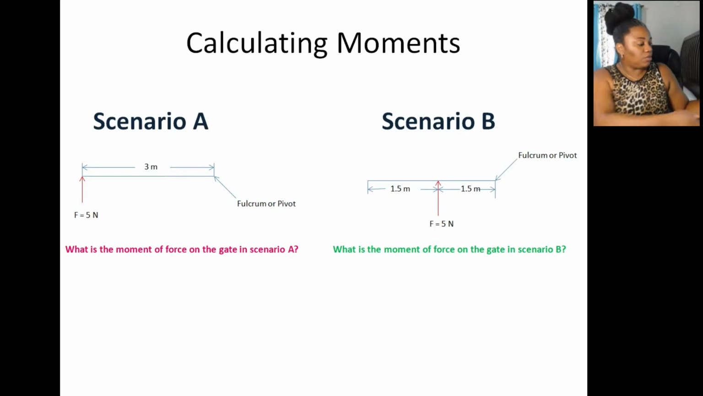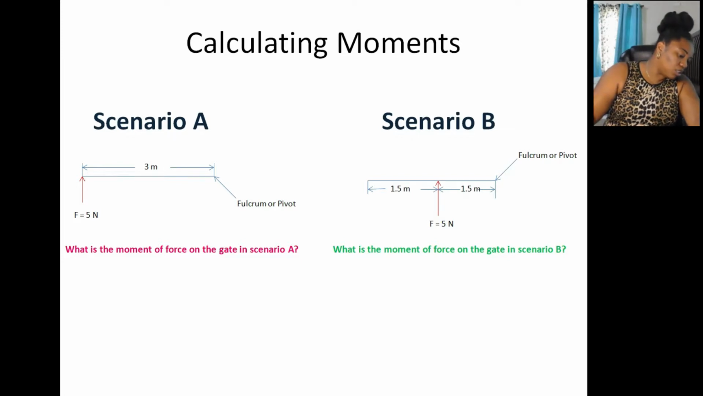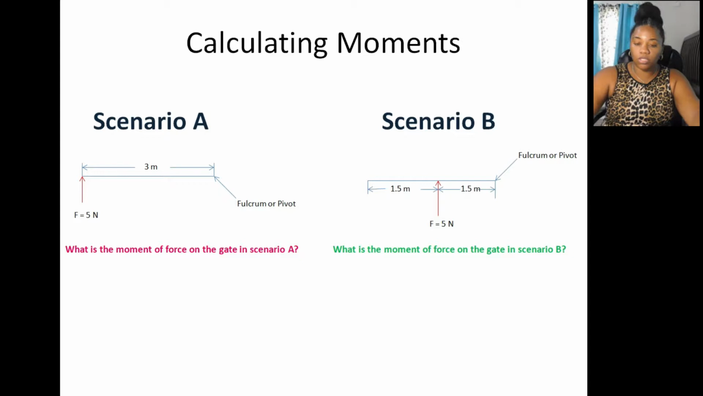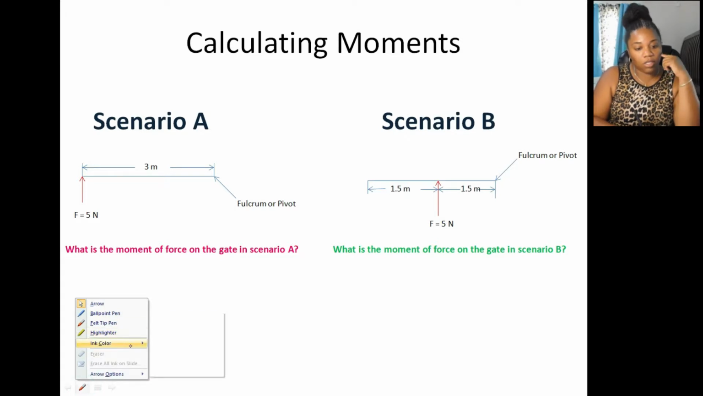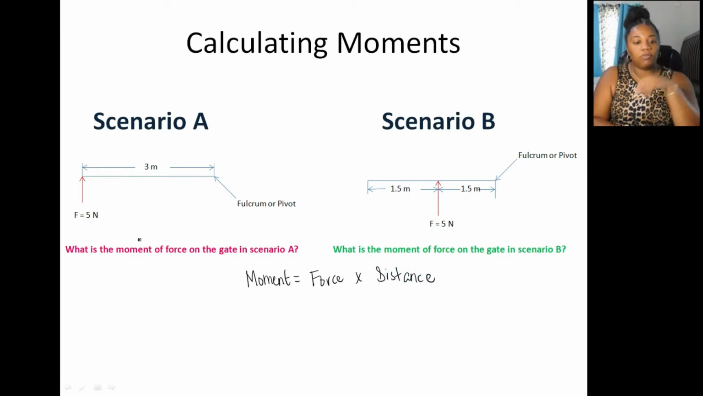So here we have a scenario. Let me hook up my board and let's work this out. So remember, we're going to be using the equation. Let's get started. Remember, the equation would be force times distance. So we know that moment is equal to force times distance. So if we work this out, it says, what is the moment of force on the gate in scenario A?